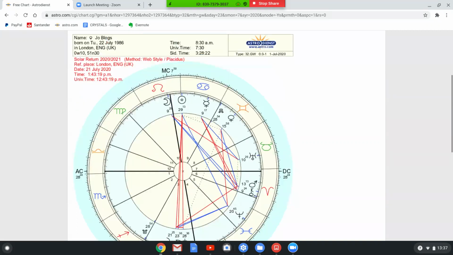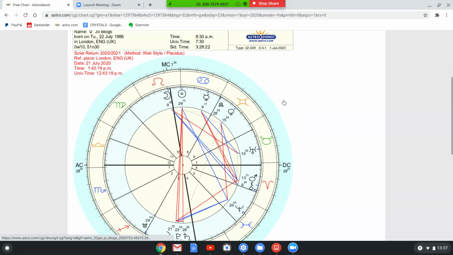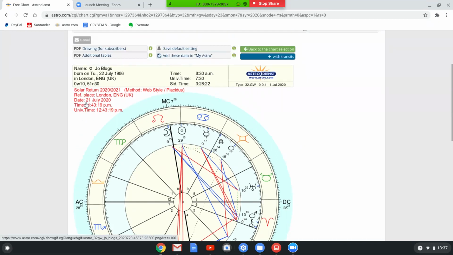So as you also will see, the actual birthday is yours, like it says here, 22nd of July, right? Your solar return is 21st of July, and this is the time, 1:43 p.m. What that is, the solar return is essentially when the sun returns to its exact natal degree, to the second of the degree. That's your birthday, essentially. That's your solar birthday. That's your solar return. And it's rarely, again, on the same day as your actual birthday. So just don't be confused with that. And this is your time.